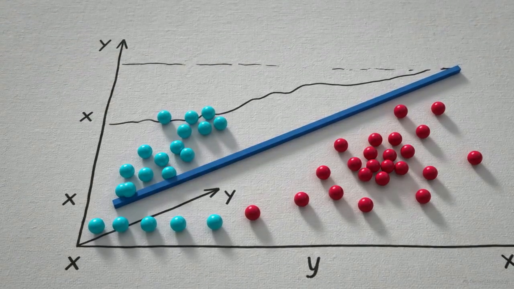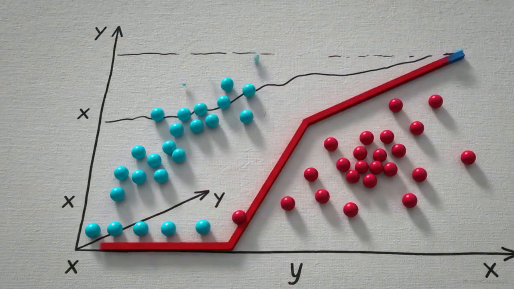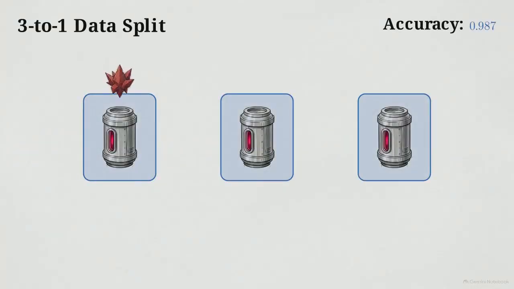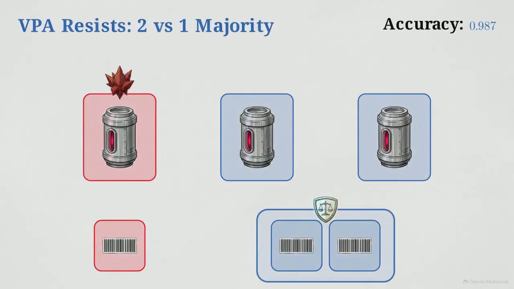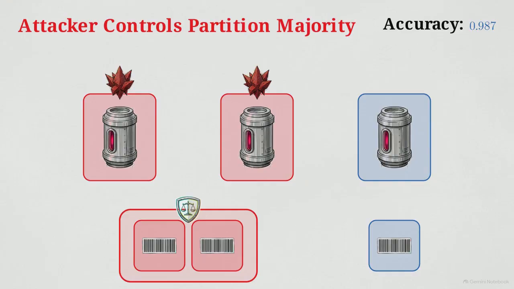Worst-case PBE corruption targets the mathematical boundary of the version space. It requires a low-margin region to succeed. While VPA works on controlled tasks, public benchmarks like the SciGus string transformations reveal its real-world limitations. In a 3-to-1 data split, VPA resists a budget 1 attack. Accuracy holds at 0.987. But if the adversary has a budget of 2 rows, they can control a partition majority.